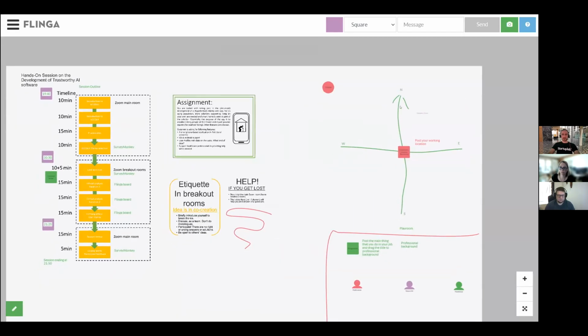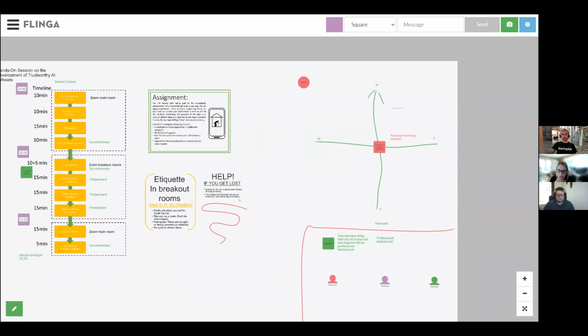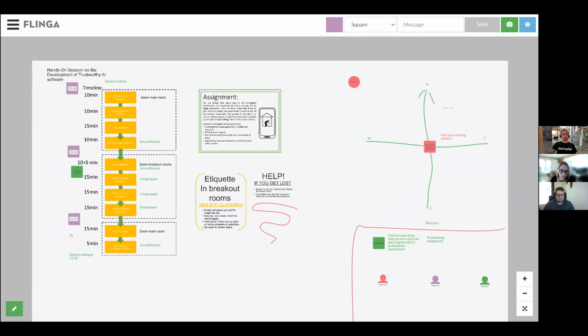Okay, let's move to our second platform. Can you see my screen? This Flinga board will be our main base for this session. You can find the timeline here on the left side, the actual assignment that we will be working on, some help and aid, and then we have some playroom to practice with the board.